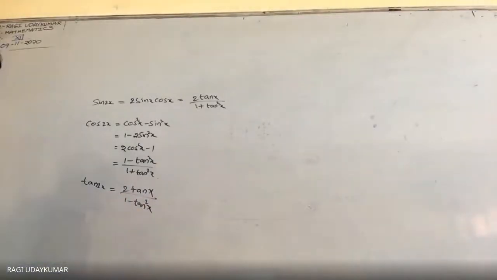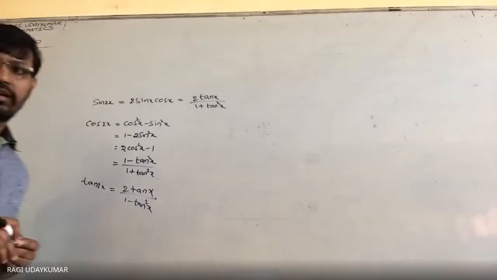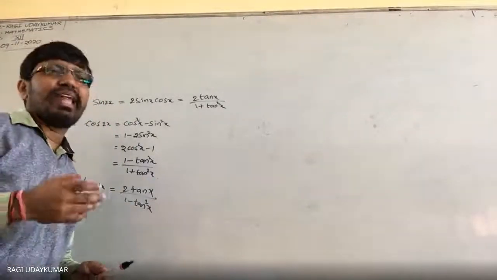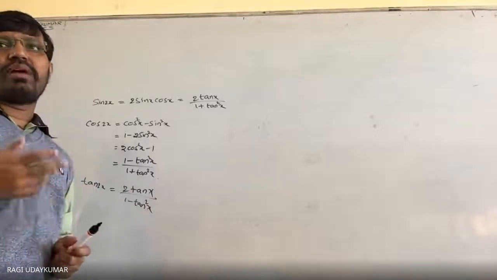All the trigonometric identities should be on the tip of your tongue. Otherwise, you cannot do that. Did you understand? So these are the multiple angles.